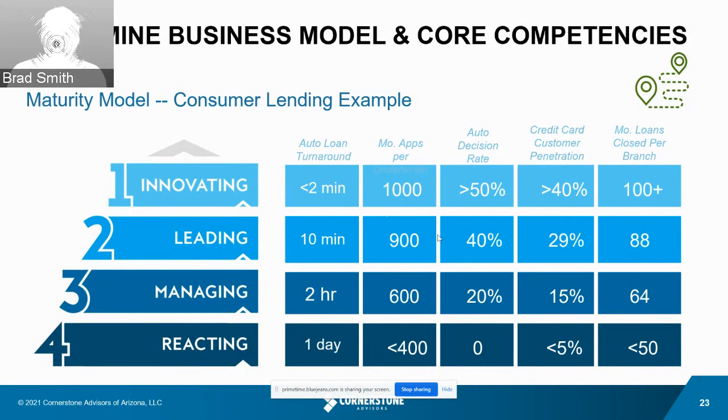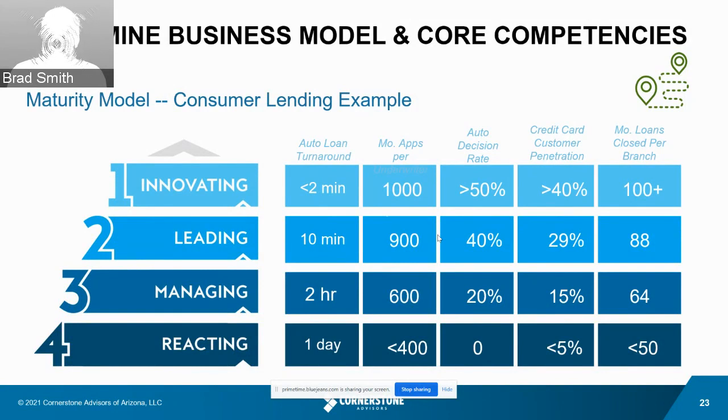So if you are a consumer-focused bank, you probably need to be really good at consumer lending. That would mean being up at that first or second tier, being innovative or market leading. And once you say that's where we need to be, then those are the metrics, give or take, but these are generally accepted target metrics around revenue, turnaround times, production goals, et cetera, around different maturity models. So if you're a consumer bank, you probably need to be making decisions in 2 minutes or less. You need to be hitting large production volume numbers.